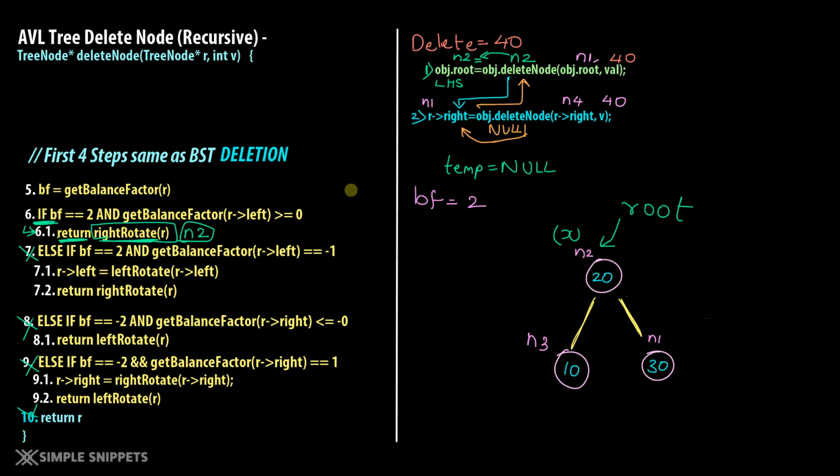So all these steps will not be executed, and we will come back in the main function where the root data member of the obj object, that is the AVL tree object, will now be updated, and it will store the address of n2. Okay, so this is what will happen when you call the AVL tree delete node recursive function. So this was the complete dry running of the AVL tree delete node operation with the entire pseudocode.